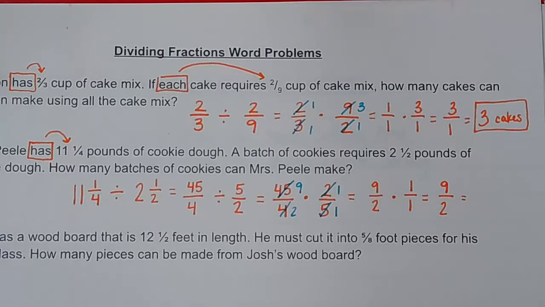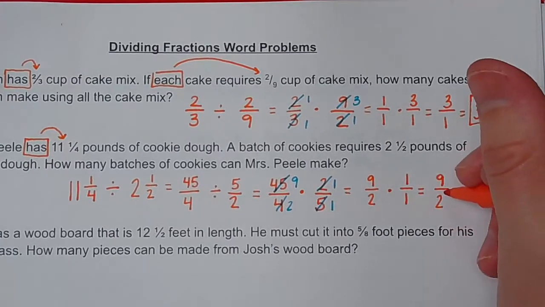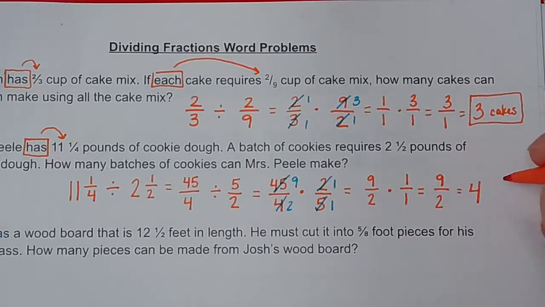All right, so if I change this to a mixed number, 2 goes into 9 4 times, and I have 1 left over. So 4 1/2. I don't think I can fit "batches" in, but we'll try it. Oh, there we go.